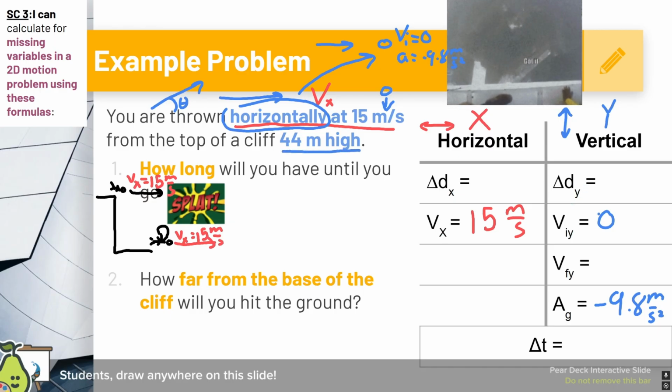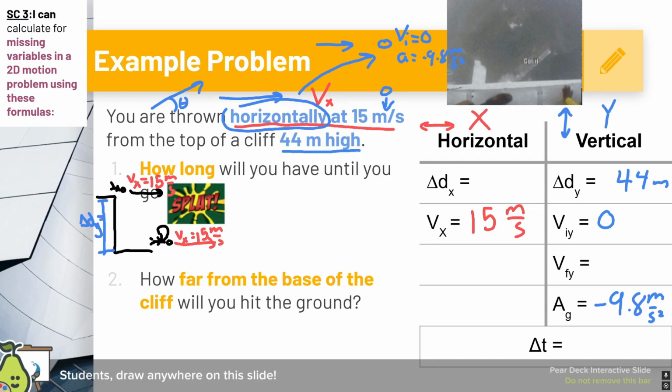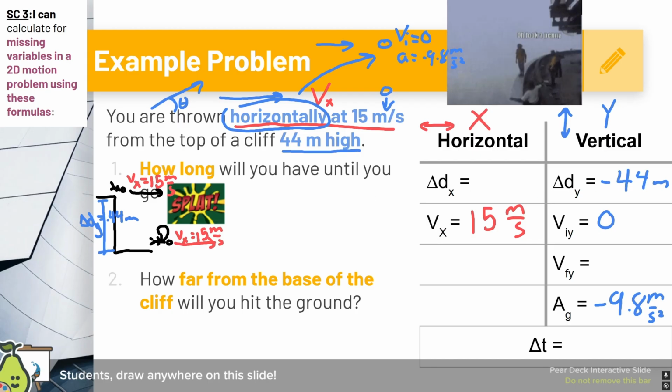It is 44 meters high. So that means that is going to be in the y direction. Height and high refer to the vertical motion. And because it is falling 44 meters, we're going to go ahead and say that is negative. Now, the trick to these questions is figuring out, do I start with my x side or do I start with my y? In this case, x only has one piece of information, whereas y has quite a few. It has dy, it has Viy, and it has a.